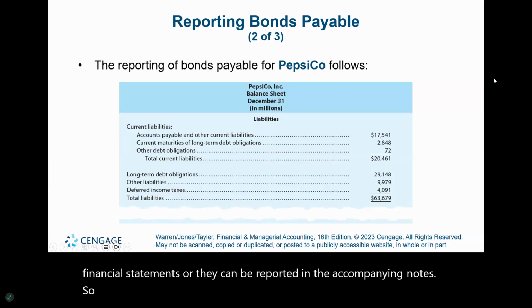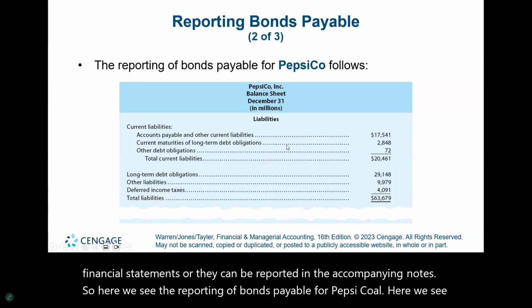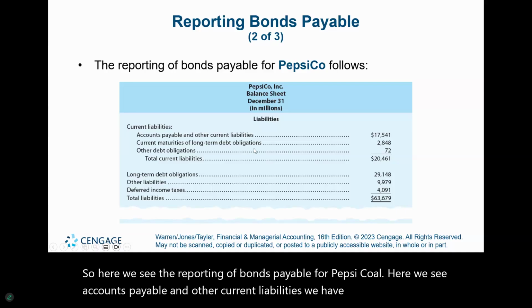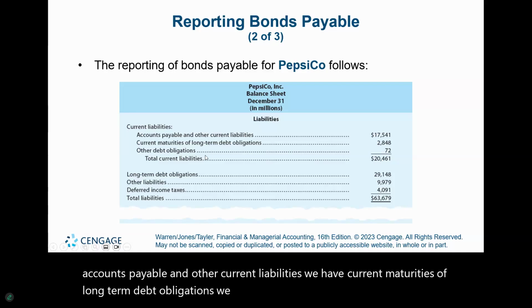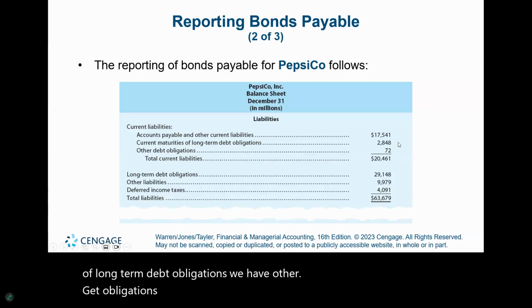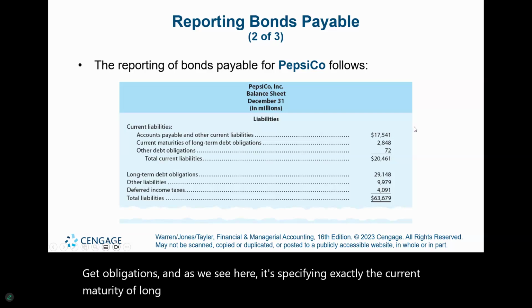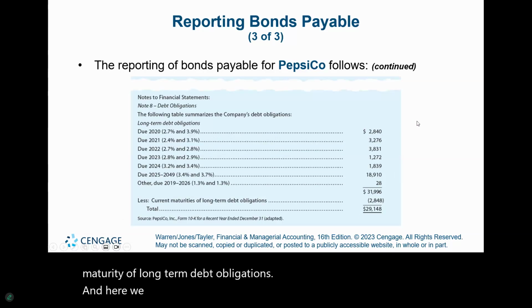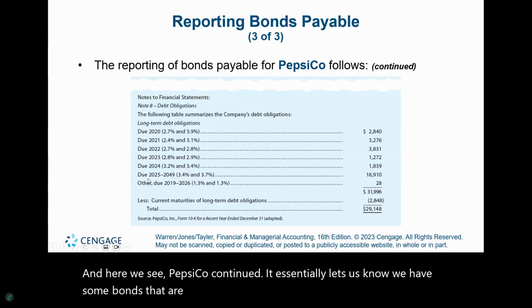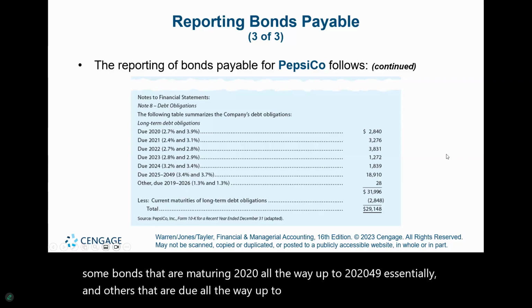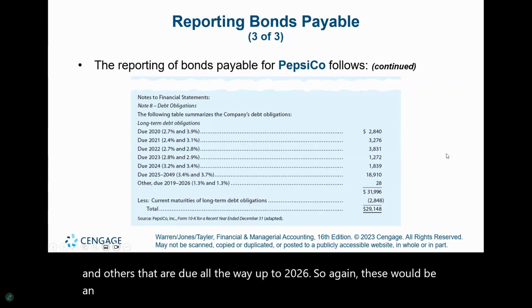Here we see the reporting of bonds payable for PepsiCo. Here we see accounts payable and other current liabilities. We have current maturities of long-term debt obligations, and we have other debt obligations. And as we see here, it's specifying exactly the current maturities of long-term debt obligations. With PepsiCo continued, it lets us know we have some bonds that mature in 2020 all the way up to 2049, and others that are due all the way up to 2026. So again, these would be an example of serial bonds because they don't all mature at the same time.